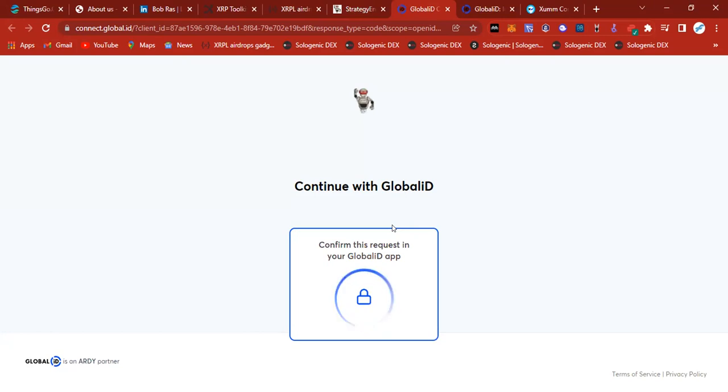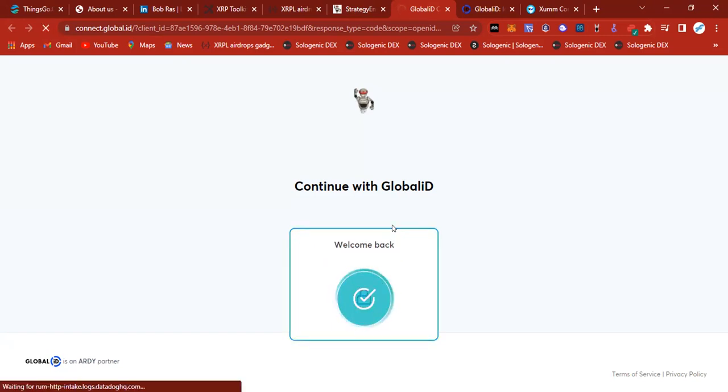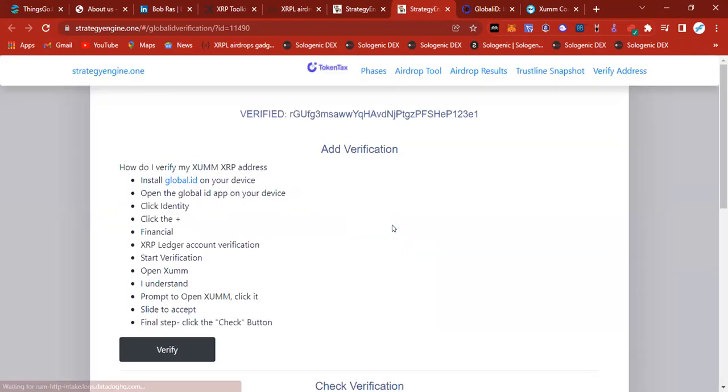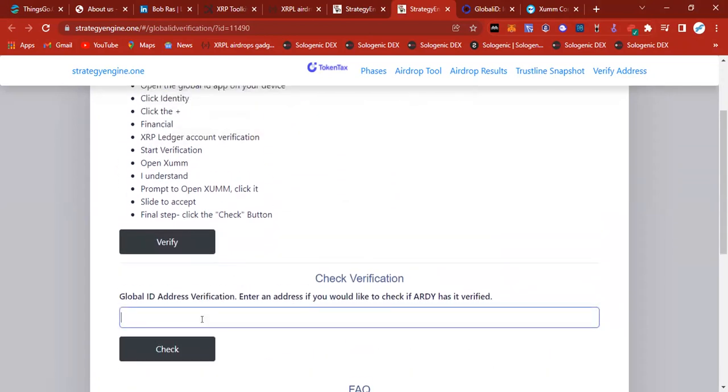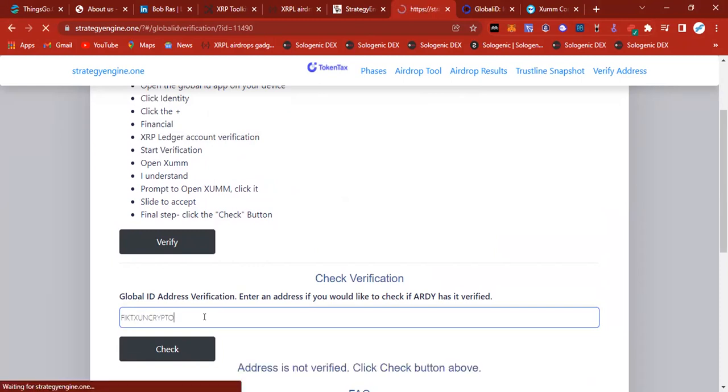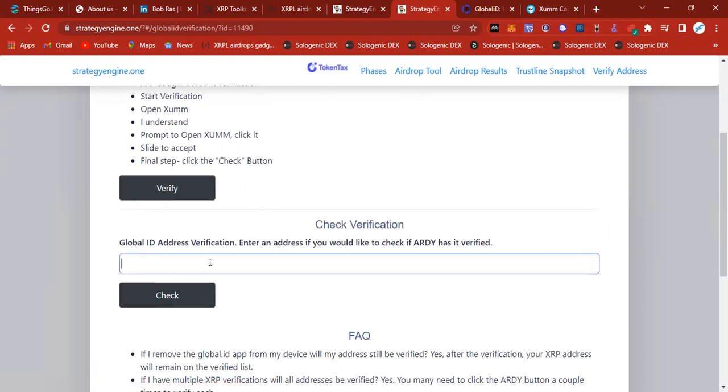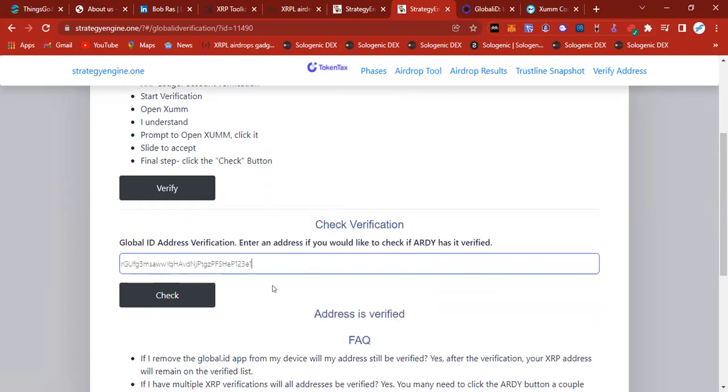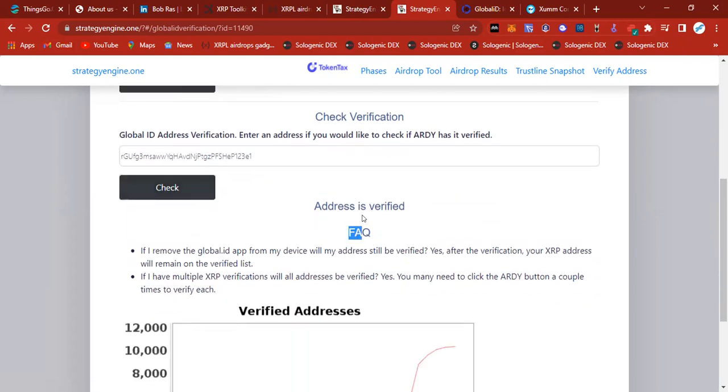Now I have to confirm this. And we are connected with Artie. That is the bot that gives us the tokens. So let's see if we are connected. I want to see how this works. Boom, you see, address is verified.